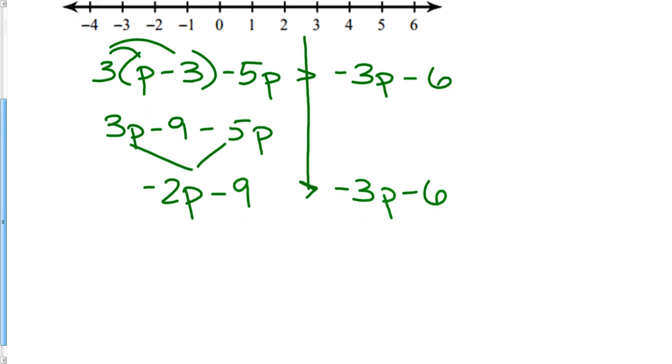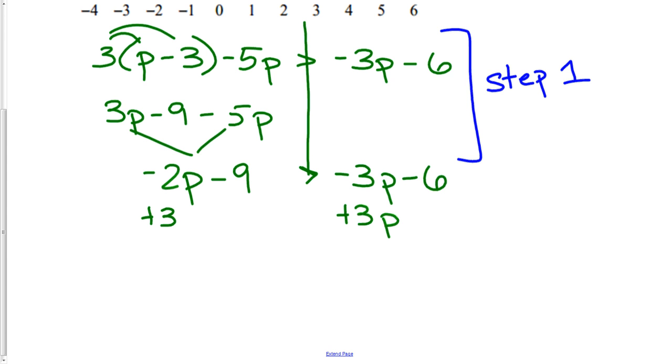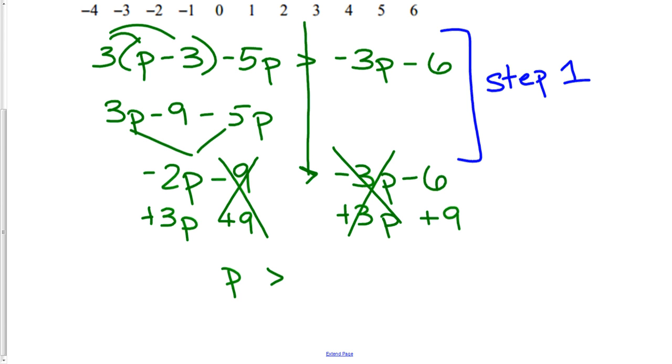So there's step 1. Now step 2, I want to get all my variables to the left, all my numbers to the right. So I'm going to add my 3p to both sides. So that cancels him out, moves him to the right, and then I'm also going to add 9 to both sides. Cancels him out, moves all the numbers to the left. So on the right, negative 2p plus 3p is just p. And then on the opposite side, I have negative 6 plus 9, which is just 3.